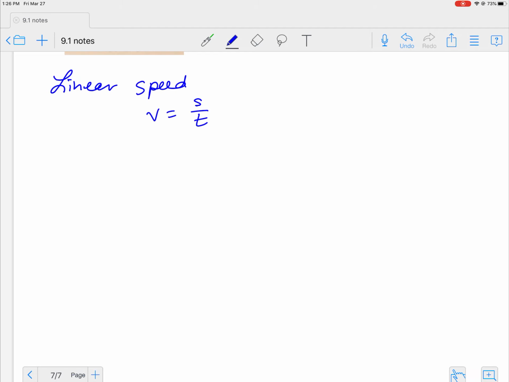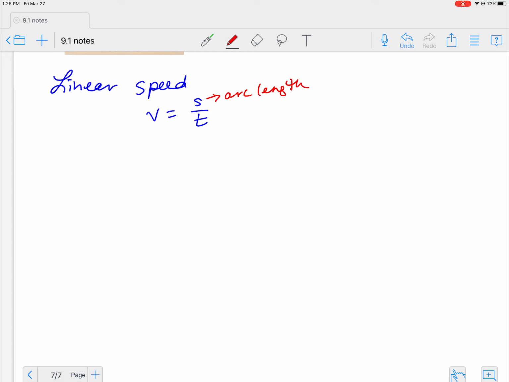I'm debating on putting it off to the side, but anyway, I'll just put it down below. V is equal to S over T, all right? If I have this one, S in this instance is my arc length. It's the same arc length. S is S is S. Let's go red, it stands out more.